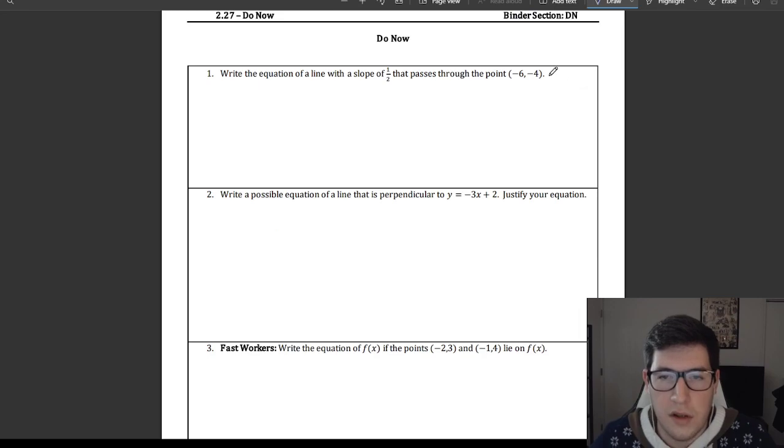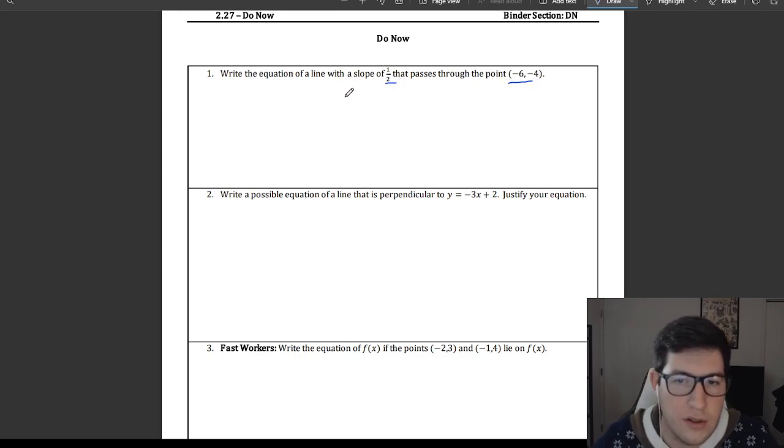Alright, so now that we've gone through that do now, we're going to go over questions 1 and 2. Question 1 says to write an equation of a line with a slope of 1/2 that passes through the point (-6, -4). Now this should be super fast for us. It should be really familiar. We should absolutely have this down pat. We should see boom slope, boom point. We know that we're going to be using point slope form.